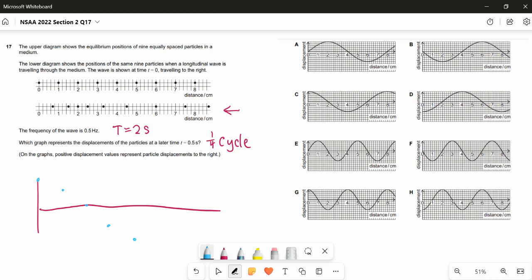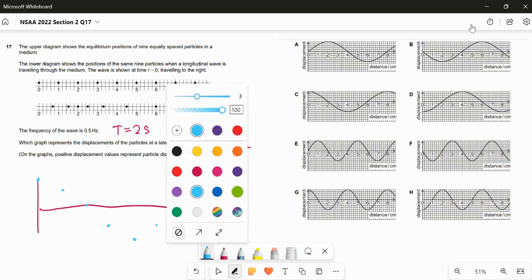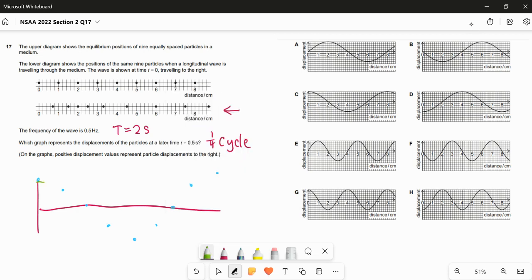Particle at 5 is at 2.5 to the left. Particle at 6 is at equilibrium. Particle at 7, well, where is that? That is 2.5 to the right. The particle at 8 is 3.5 to the right. So if we connect these like so, we should get something that looks like a cosine wave. And if you notice, the wavelength of this wave is 8 centimeters.